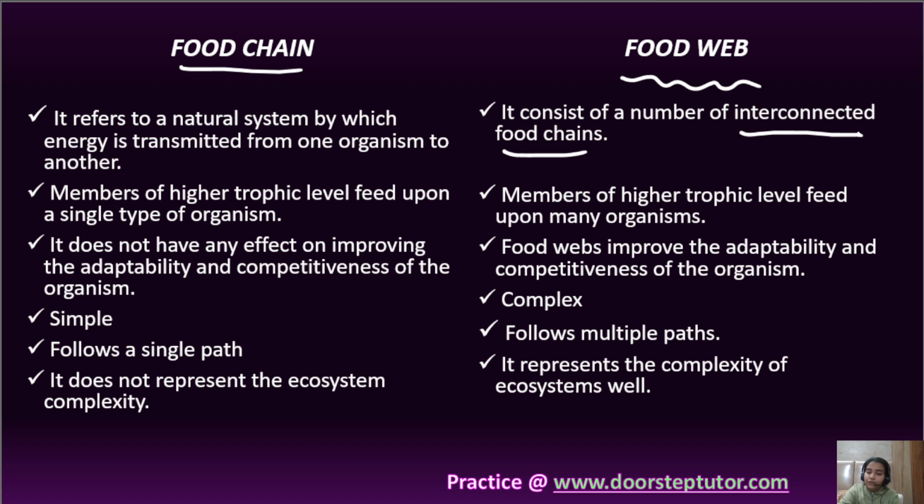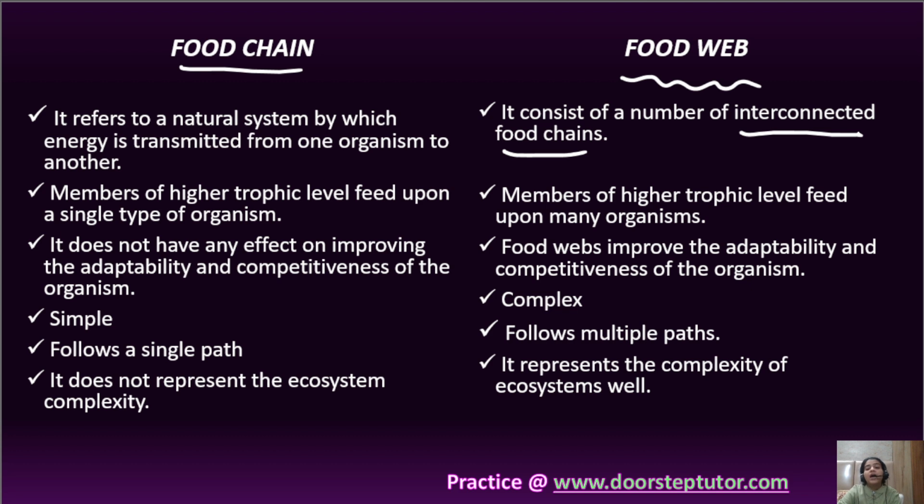While in case of the web, the members of a higher trophic level feed upon many organisms. For example, you can understand here that grass can be eaten by a grasshopper, grass can be eaten by a rabbit, and the same grass can be eaten by a deer. Now, the deer can be eaten by a lion, and the deer can be eaten by a tiger. Similarly, the grasshopper can be eaten by a frog and can also be eaten by some other kind of organism.